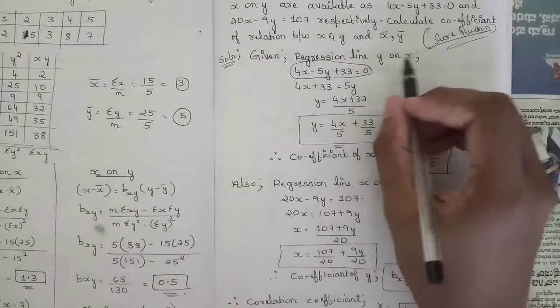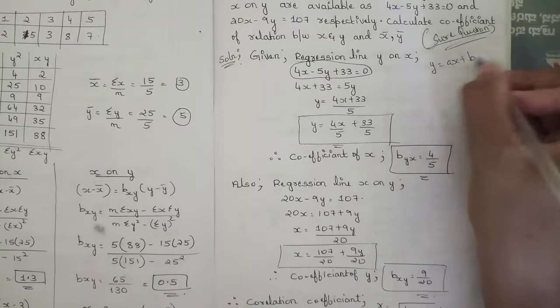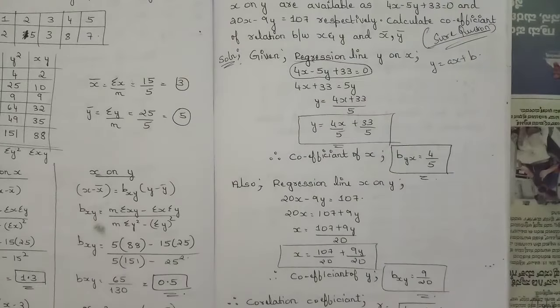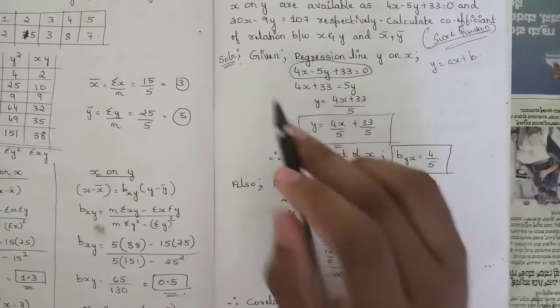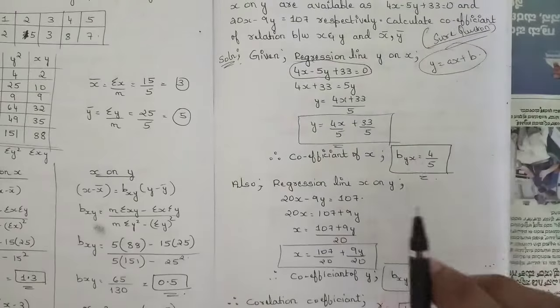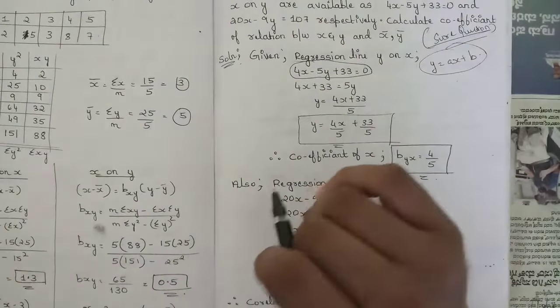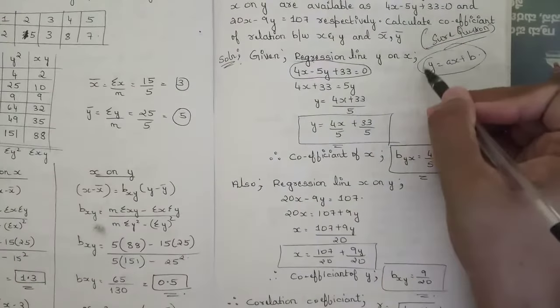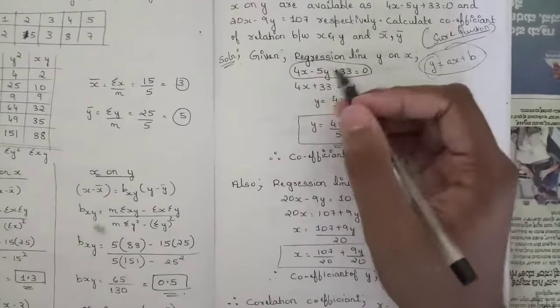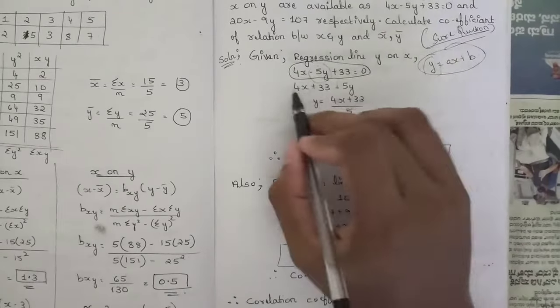But the general regression line y on x is given as y is equal to ax plus b, right? This is the general regression line formula. But here the equation is given like this. So what we need to do is bring this equation to this form. For that we need to do some substitutions, that is we need to place some of the terms on one side. So here y is on one side, right? So in this, do the same thing, this 5y is there, right? Bring this to one side and bring all other terms to the other side.